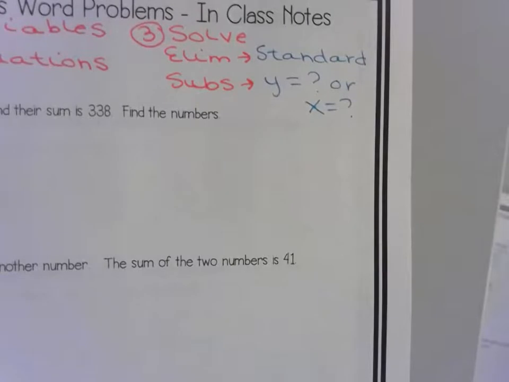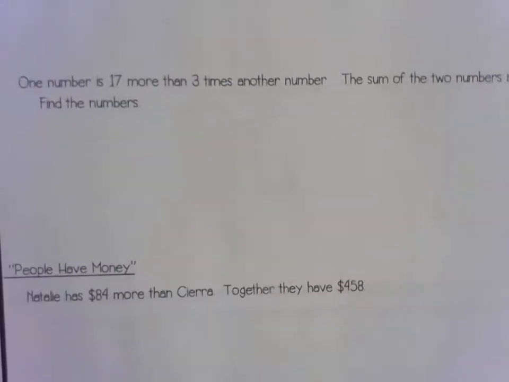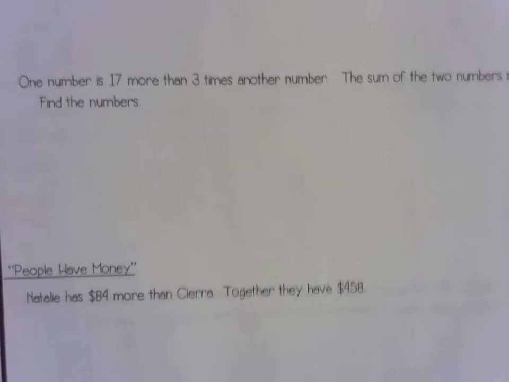Okay. We're going to skip around. We're not going to do all of these. There are a lot of problems. We're just going to kind of skip around. There's different categories. So let's look at the second problem down here. Okay, these are looking at missing numbers. I want to know what are the numbers. Okay, one number is 17 more than 3 times another number. The sum of the two numbers is 41. I want to find the numbers.